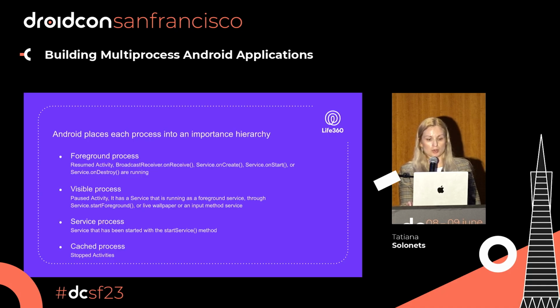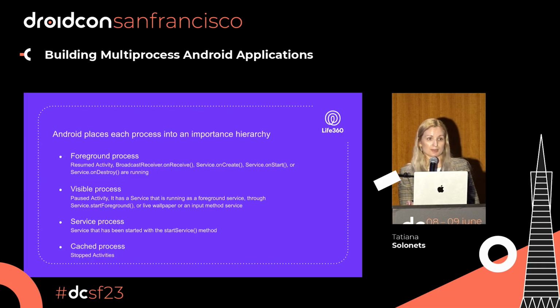And it's important to know, since Android can kill our process at any moment, that there's a hierarchy of processes, and the most important ones are foreground processes. These are our resumed activities and broadcast receivers that are currently working, and service onCreate, onStart, onDestroy. Next in priority are visible processes. These are paused activities and also services started as a foreground service. Then we have services and cached processes.